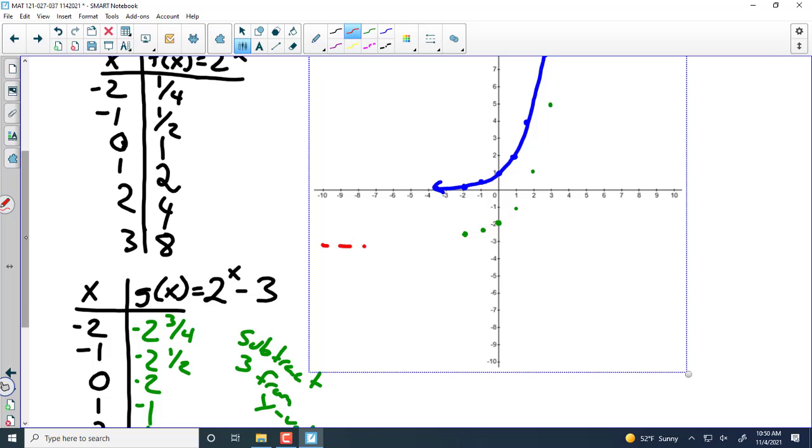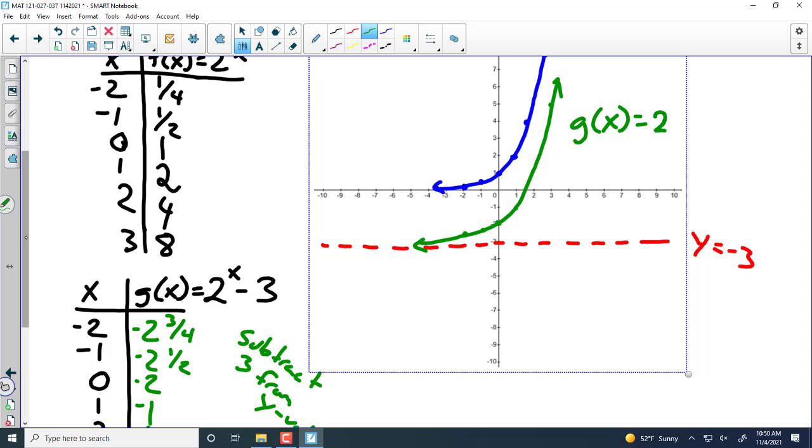You see, if the whole graph shifts down 3 units, the horizontal asymptote moves. And why do I bring this up? Because when I graphed this a couple weeks ago, I said to you, when we transform an exponential graph, it might change some of its features. And one of the features that changes is that this now has something that the original didn't have. What does this one now have? It has an x-intercept. g(x) = 2^x - 3 has an x-intercept.